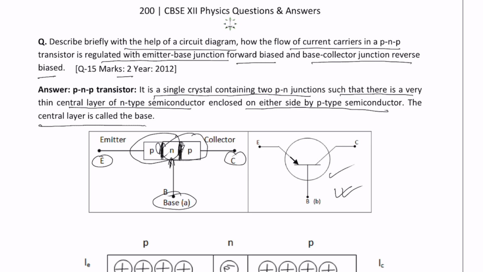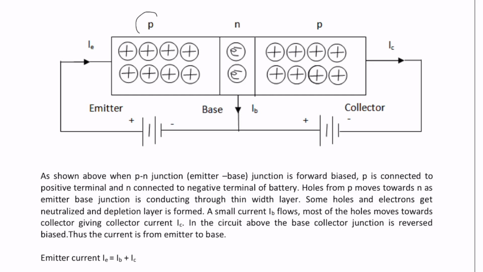Now, if you see this, as far as majority charge carriers in P-type, it is the holes, and here also holes, and the majority charge carriers in N-type are the electrons. Okay. So when it is forward biased, P-type is connected with the positive terminal of the battery, and this side, the collector side, P-type is reverse biased, so it is connected with the negative terminal of the battery.